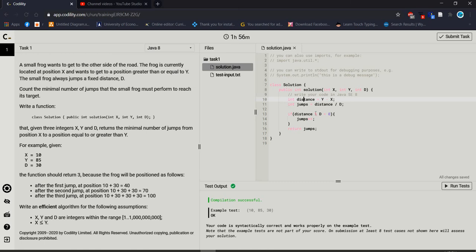After that we check if distance modulo D is greater than 0. If it is greater than 0, then the jump count will be increased. After that we return jumps. It's quite descriptive and easy to understand, and there is a one-line solution also. Actually I have to try it. Yes, it's working. So the one-line solution is like this. Same concept, but I think the first one is better.